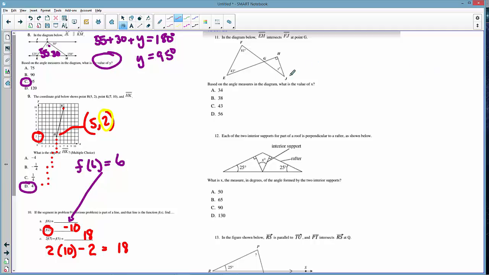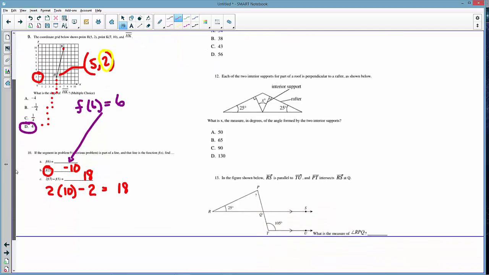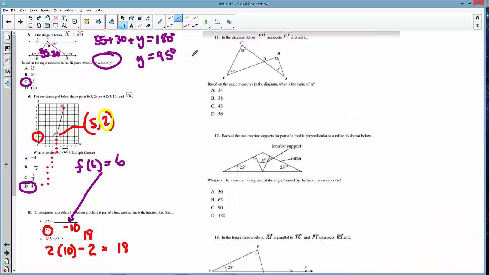Okay, 11. Actually, let me just make sure. I think there's another problem here. Nope. Okay, good. 11. On the diagram, these 2 lines intersect at point G. Based on the angle measured in the diagram, what is the value of x? Okay, so this is 180 minus 81 minus 43. I think that's 124. So I think this is 56.